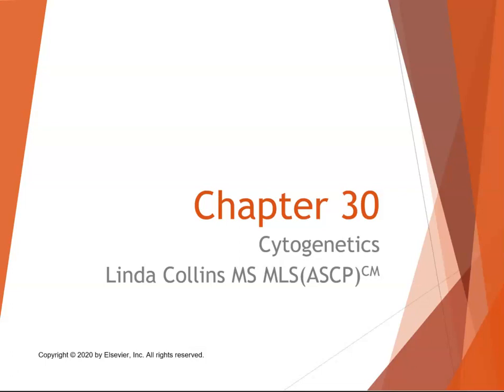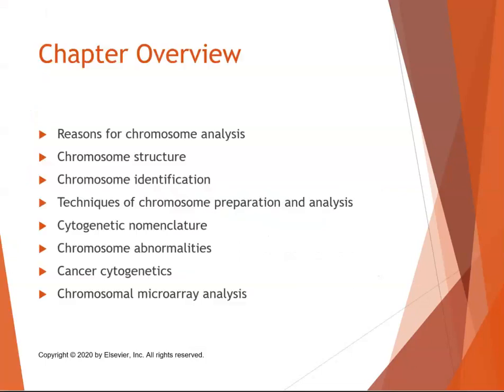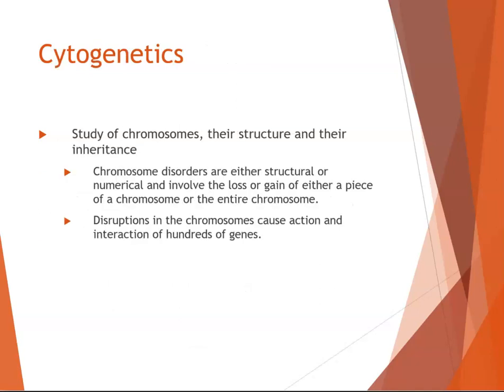Okay, chapter 30, cytogenetics. So we'll talk about what chromosomes are all about, what the structure is, why we do it, how we identify different parts of the chromosome, what is actually done to prepare the specimen to get the chromosomes and how we analyze it, what's the actual name of the stuff, some of the chromosome abnormalities, certain other type of leukemia, cytogenetics, and again, here comes that chromosome microarray analysis that we're talking about.